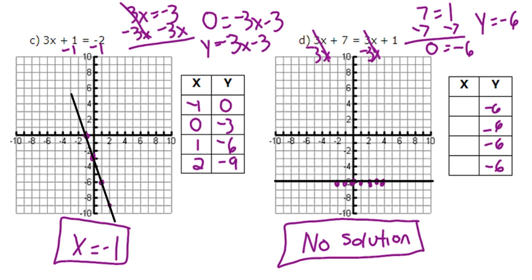All right, and that is how you solve an equation by graphing instead of algebraically. I know it's a lot easier to solve it algebraically. You won't use this very often, but you need to know how to do it in case it ever comes up.